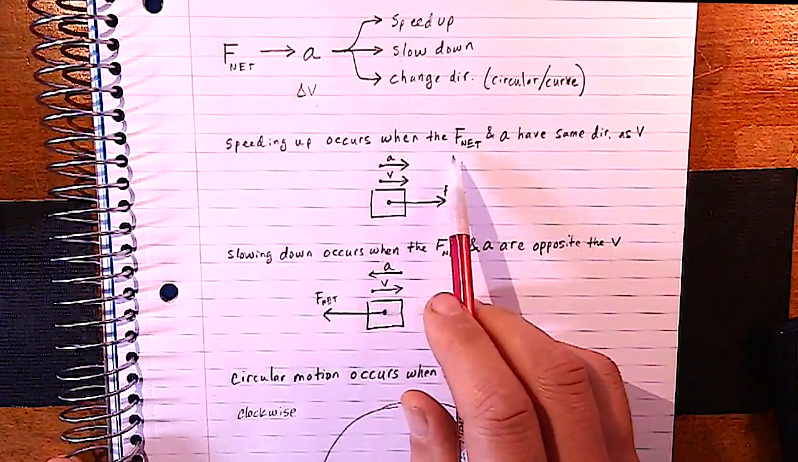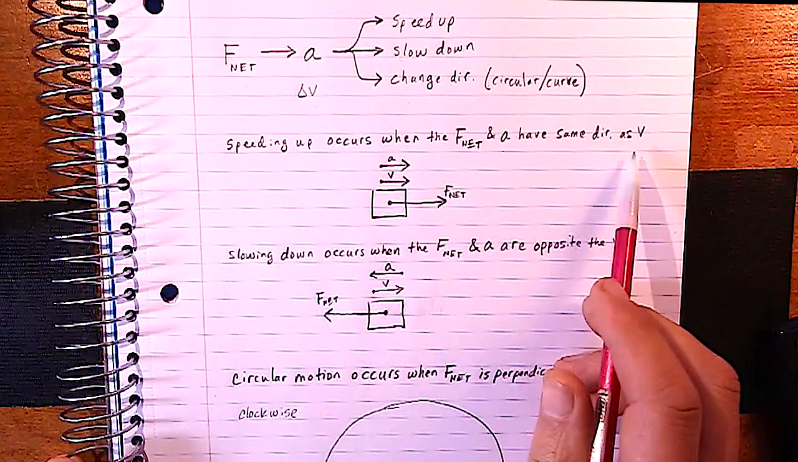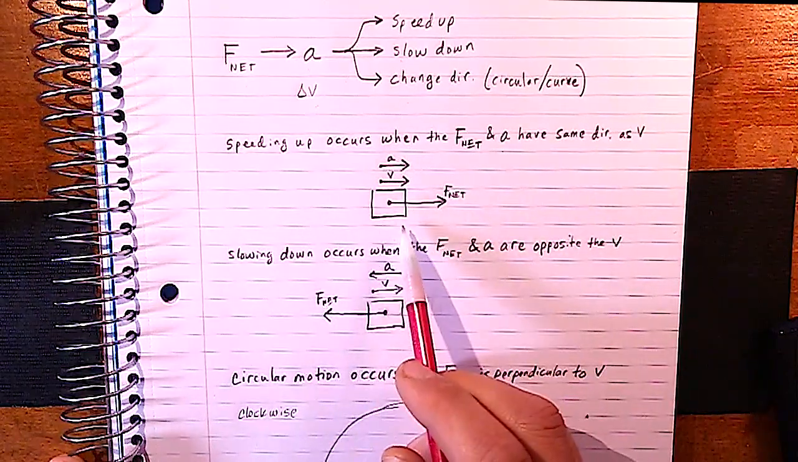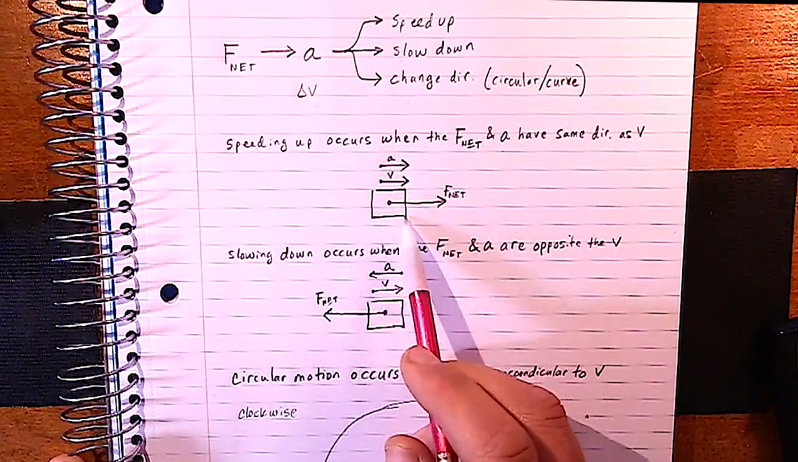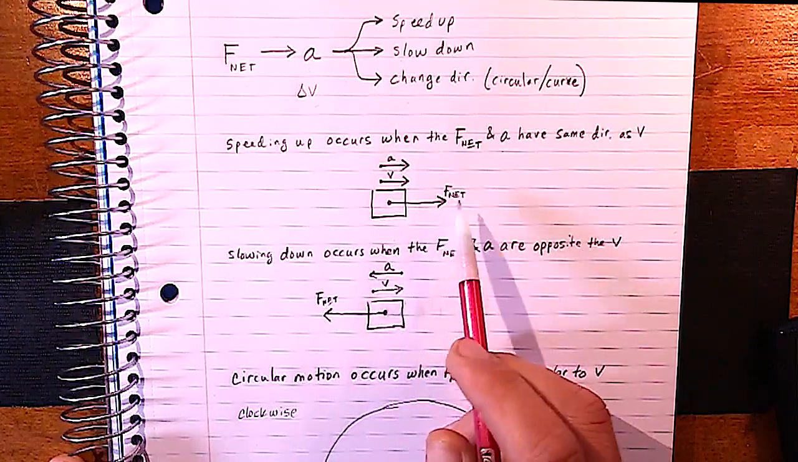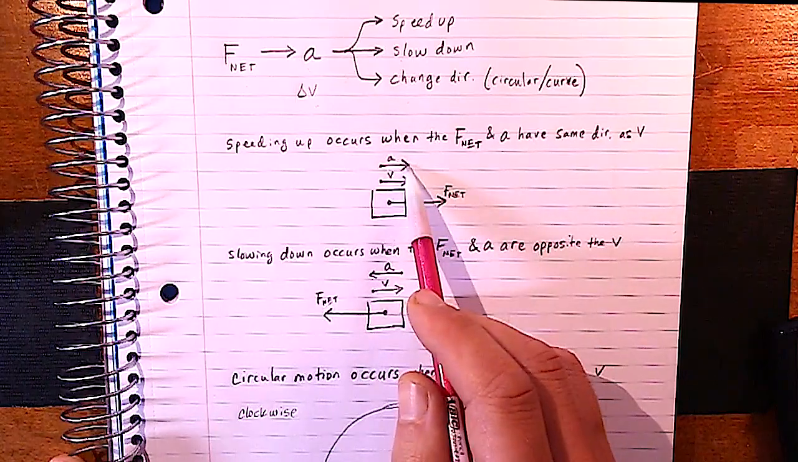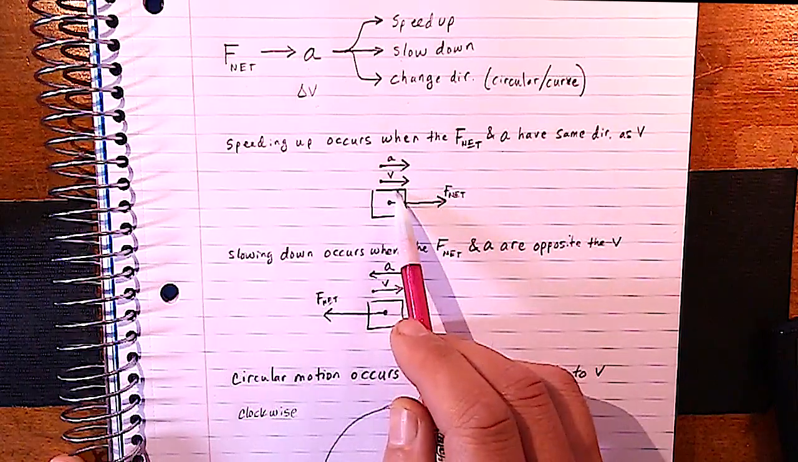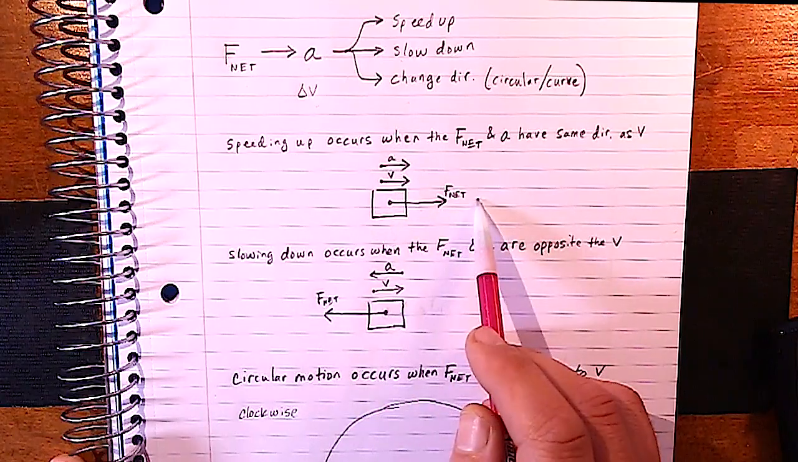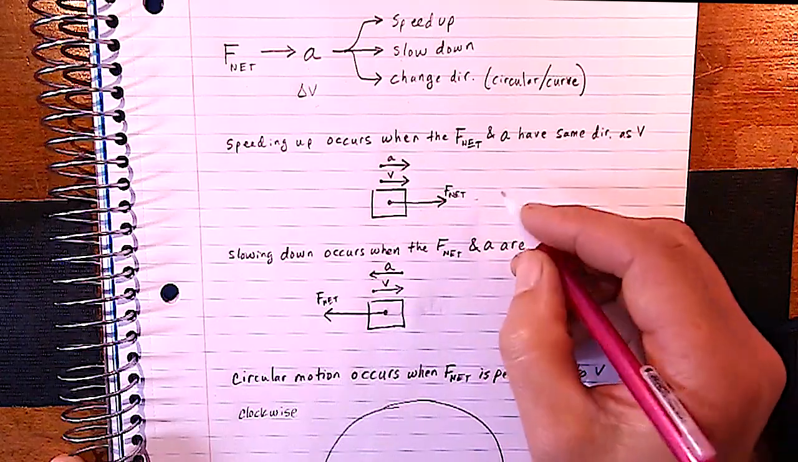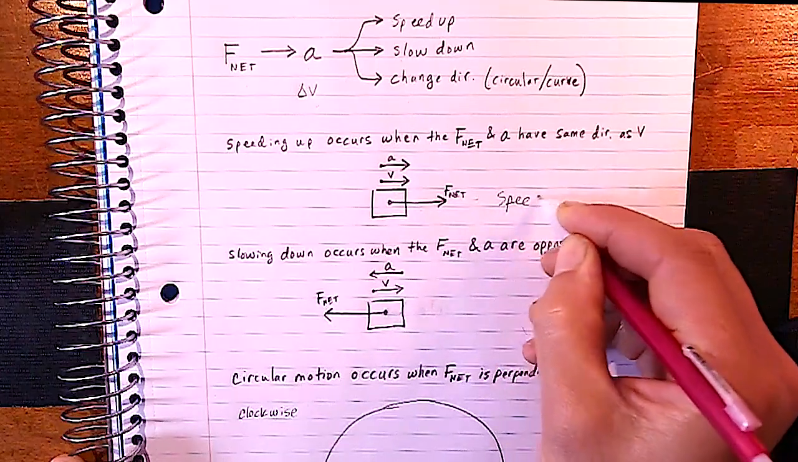Speeding up occurs when the net force and the acceleration have the same direction as the velocity. So let's say we have a block here, and the total force on the system is to the right. If the net force is to the right, the acceleration is to the right. If it's moving to the right and has a net force to the right, then we know that these two are in the same direction, and that's going to speed up.